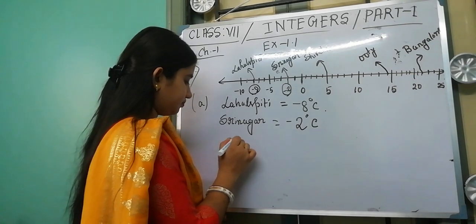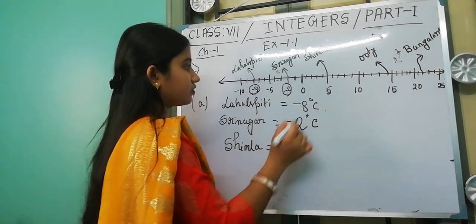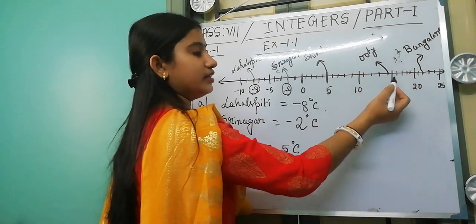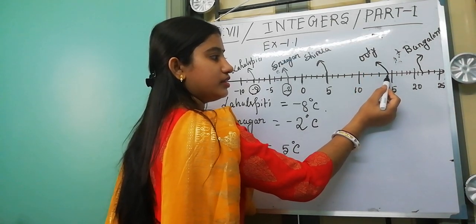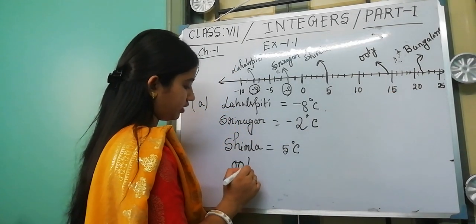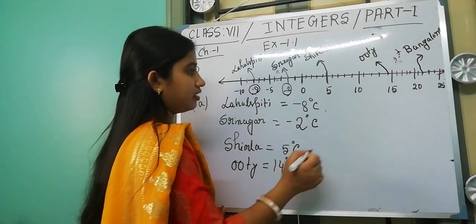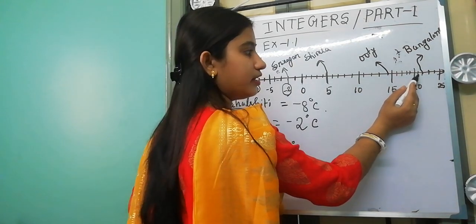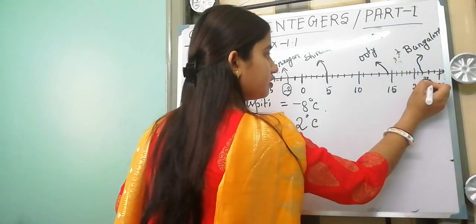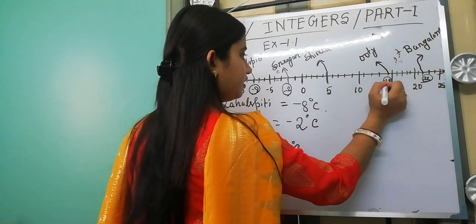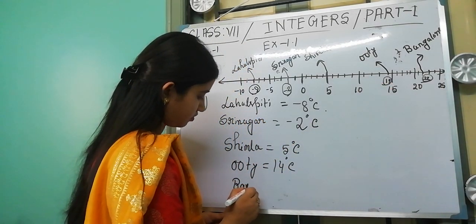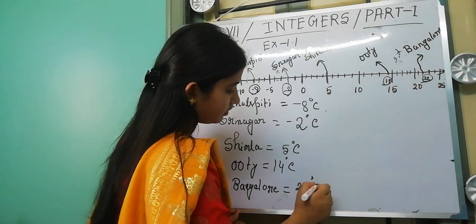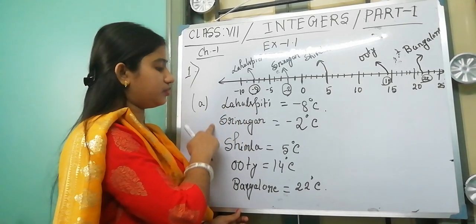And next Shimla. This is on 5 degree Celsius. Next Ooty. This is marked here. This is 15, so this is 14. This is 14 degree Celsius. And finally, this is Bangalore. In these places, this is 20, and next is 20 plus 1, 21, and this is 22. So Bangalore is 22 degree Celsius. These are the temperatures of these places.